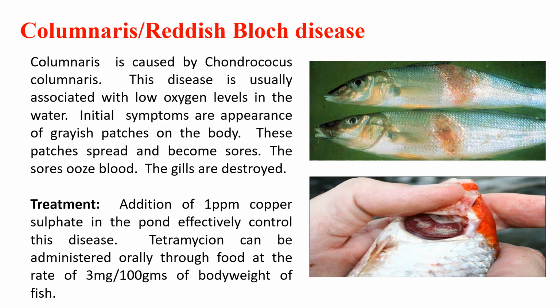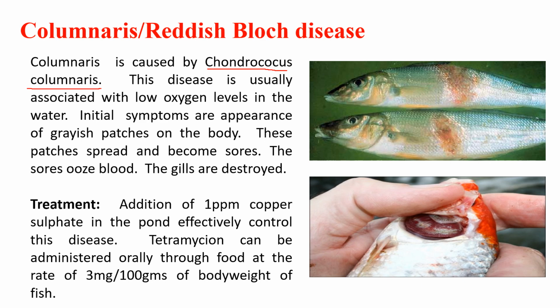Columnaris or reddish block disease. Columnaris is caused by Chondrococcus columnaris. This disease is usually associated with low oxygen levels in the water. Initial symptoms are the appearance of grayish patches on the body. These patches spread and become sores. The sores ooze blood. The gills are destroyed.